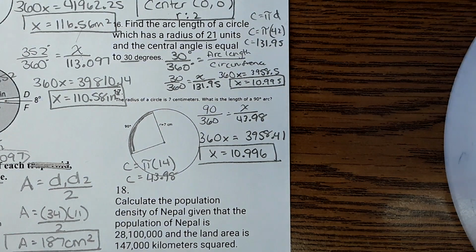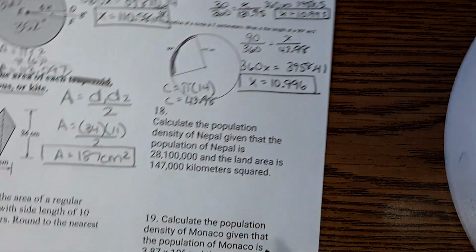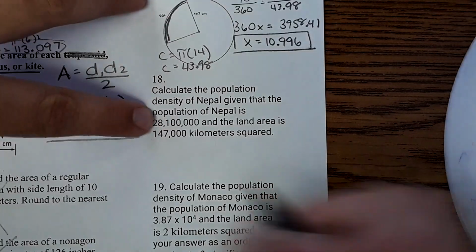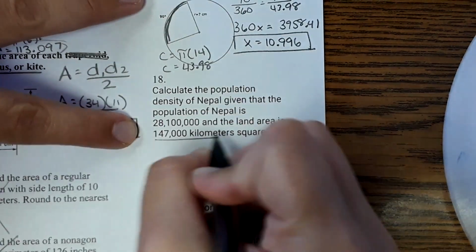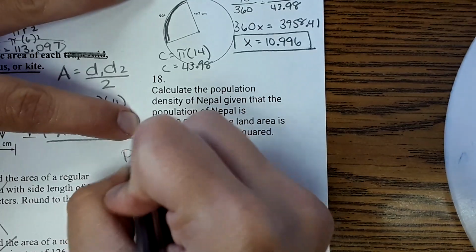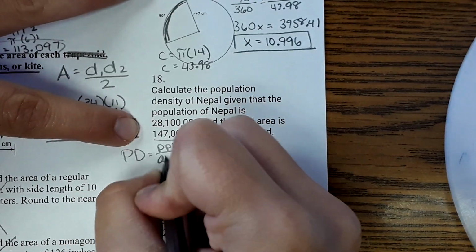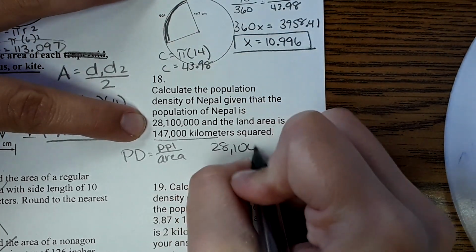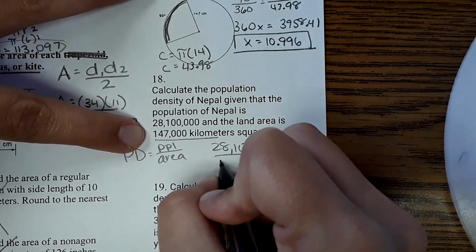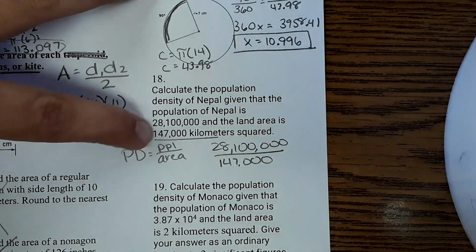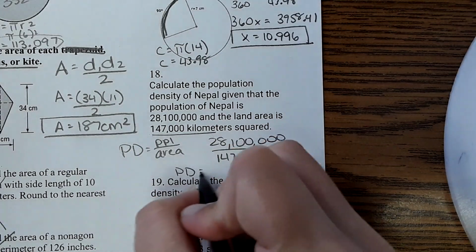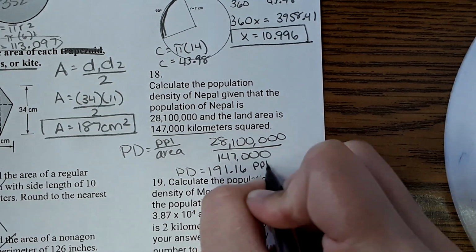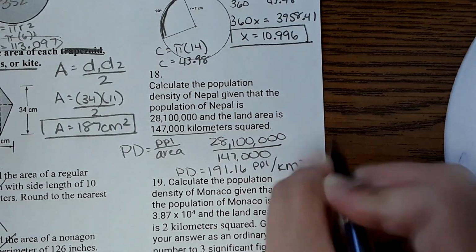Okay. Next one, 18. Calculate the population density of Nepal, given that the population of Nepal is this number and the land area is 147,000 kilometers squared. Population density is the people over the area. So people here would be 28,100,000. Area is this number. If you divide it, you get 191.16 people per kilometer squared.